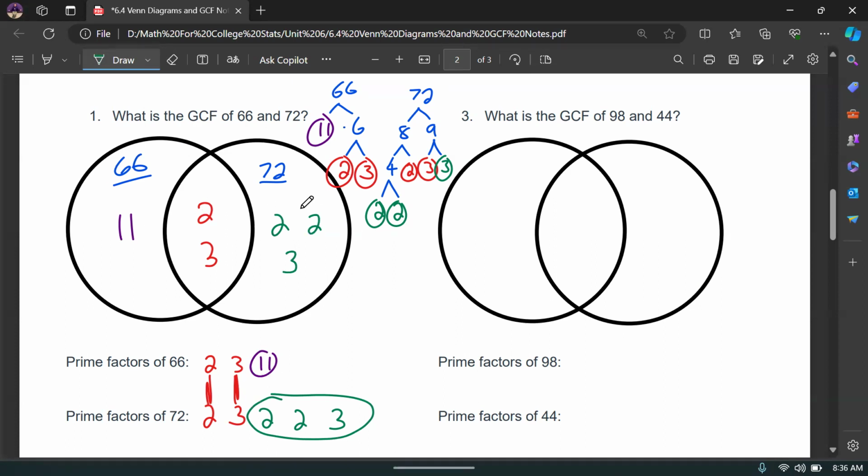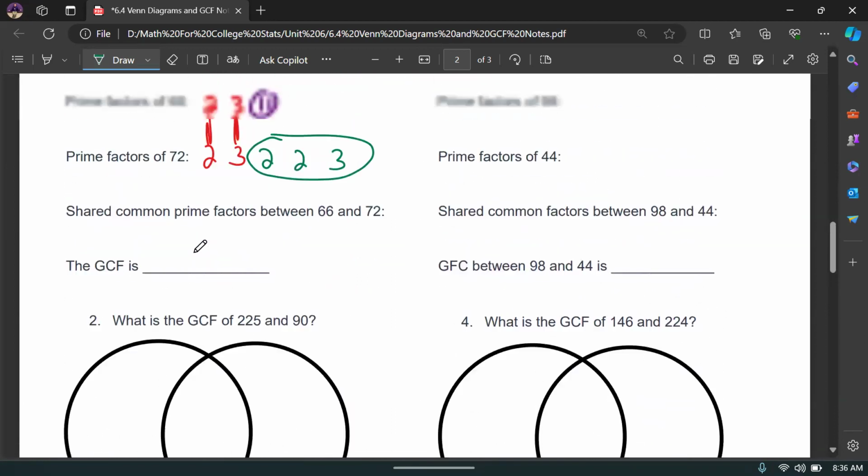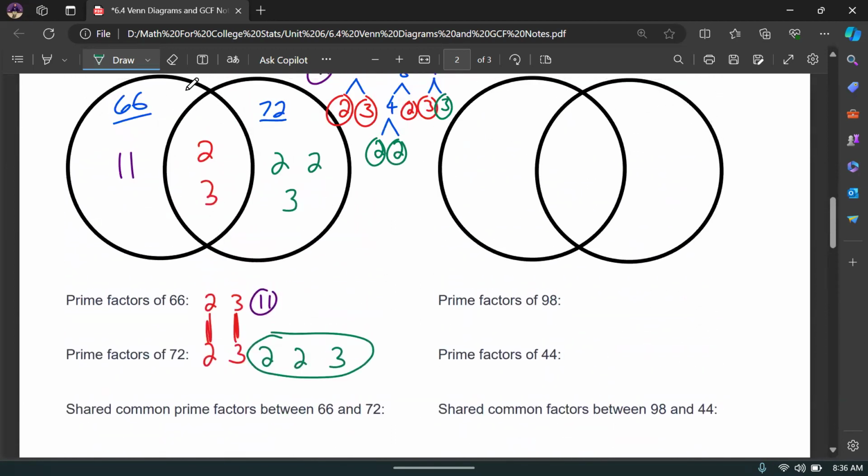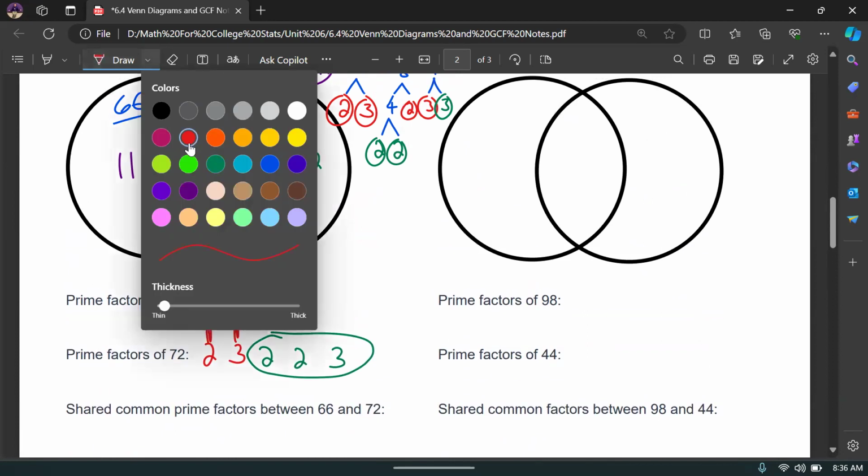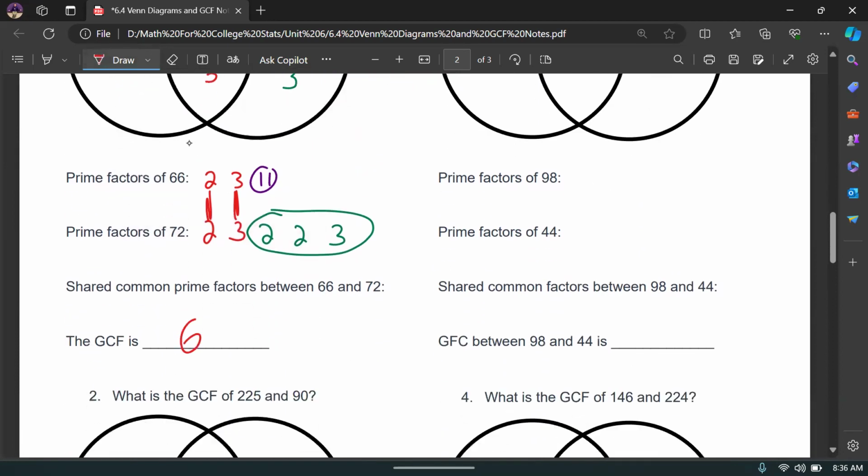So this is the Venn diagram again. You can see 2, 3, and 11 for the 66, and then 2, 3, 2, 2, and 3 for 72. Right? So make the trees, list them out, and then find the pairs that match, put them in the middle, and then any excessive numbers go in the outer part of the circles. So let's try another one. Oh, GCF, by the way, 2 and 3 combine together to make 6. So GCF there is 2 times 3, which is 6.